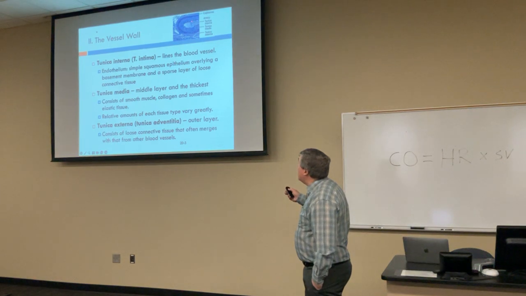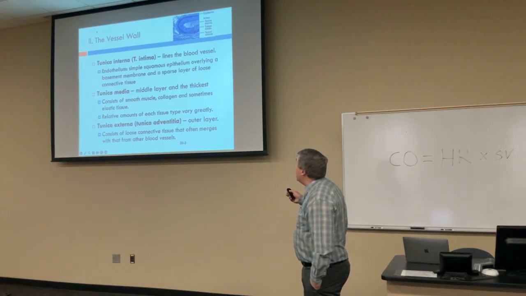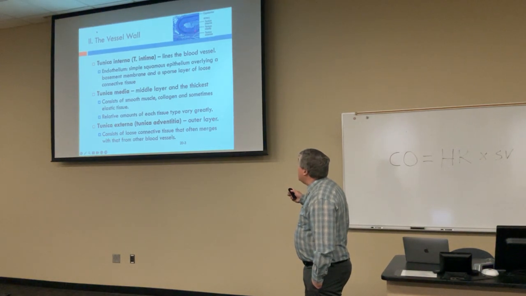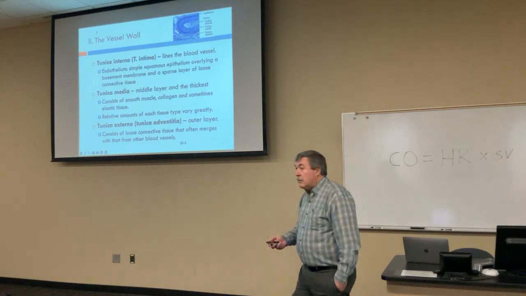So up here in this corner, this shows the different layers. This real thin, dark layer is the tunica interna. This thicker, lighter purple layer and dark purple layer, both, are part of the tunica media. And then this outer layer is the tunica externa.